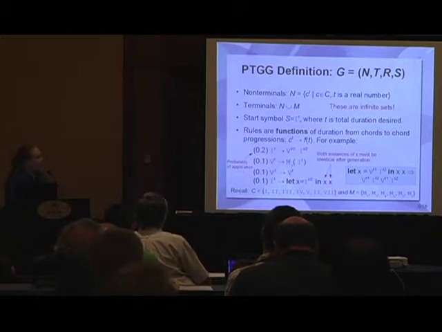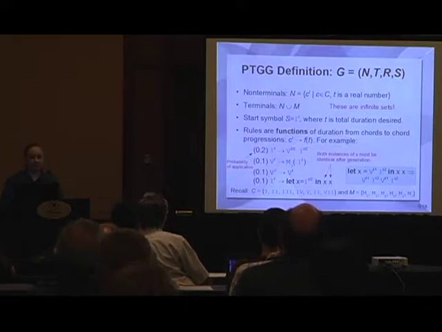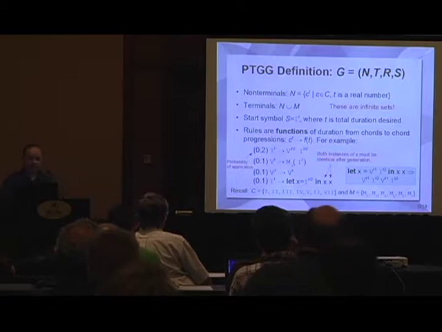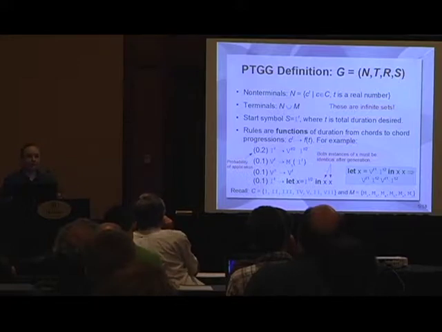So for the formal grammar definition, our non-terminals are the set of all chords with all possible durations, and that is infinite, since the duration can be any real number. The terminals consist of all of the non-terminals and the modulation symbols. Again, infinite. The start symbol is really the only finite thing here, and that's just we start with a 1 chord of whatever duration we want to generate, whether this is 8 measures of music or 8 minutes of music.